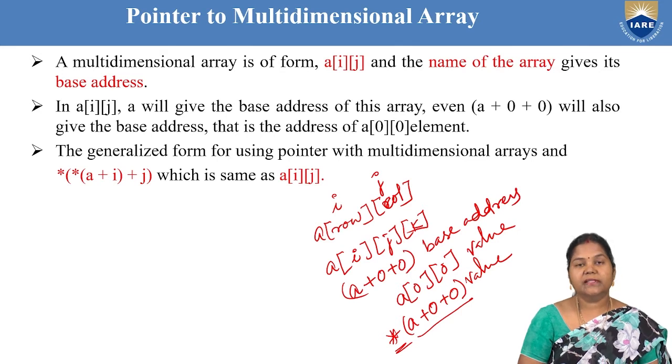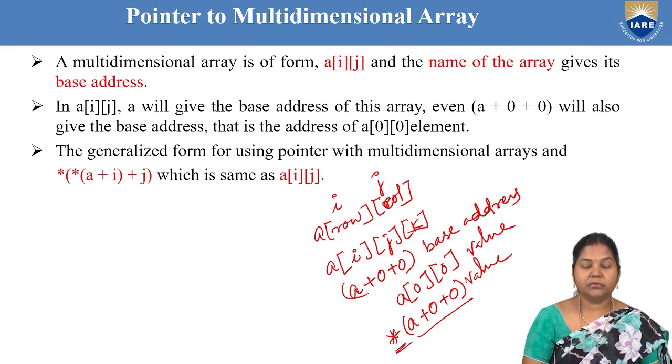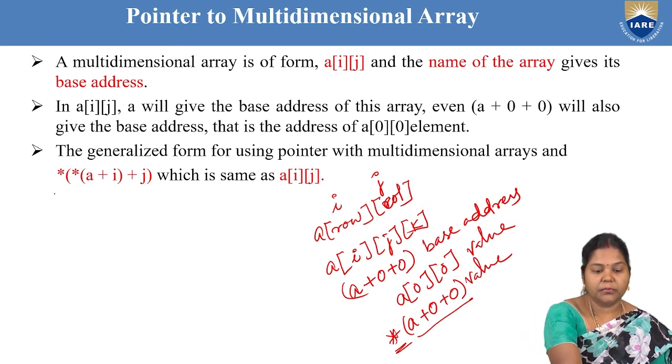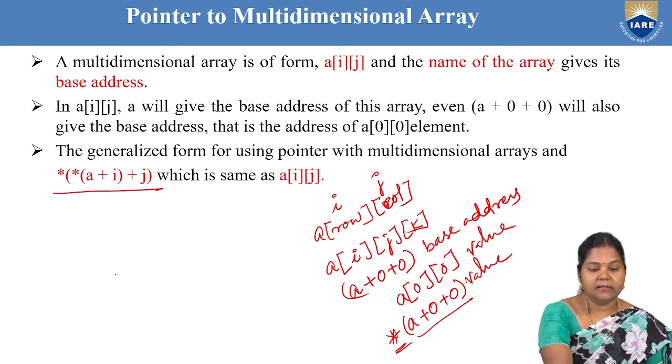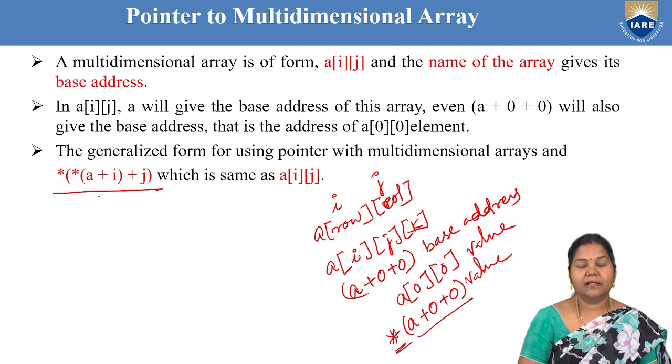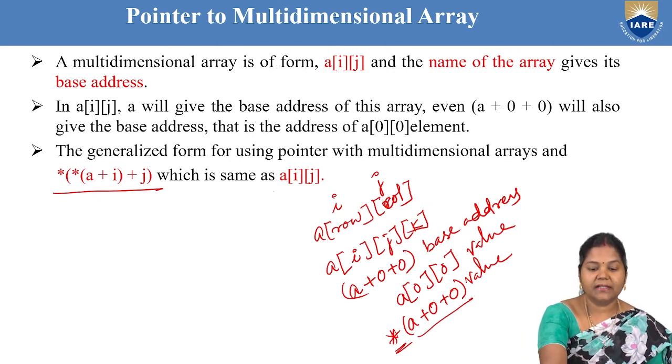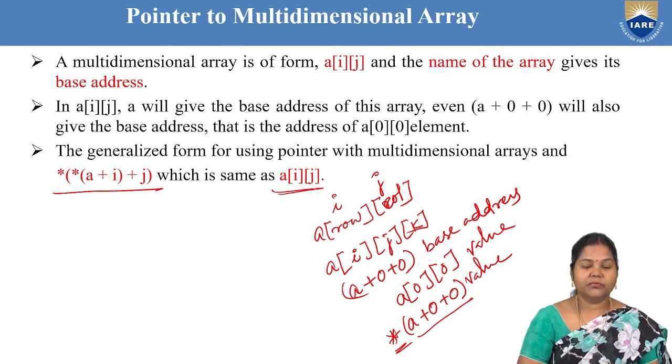So, the generalized form, if you are using pointers for a two-dimensional array, is to write star of star A plus i plus j, which is the same as A of ij. So, if you want to refer to a particular value at a particular row number and column number, then you can write like this.